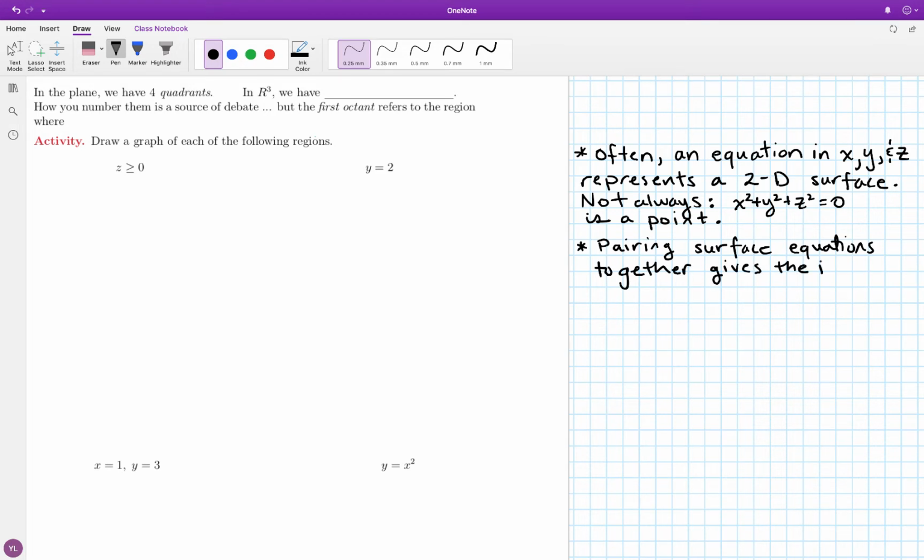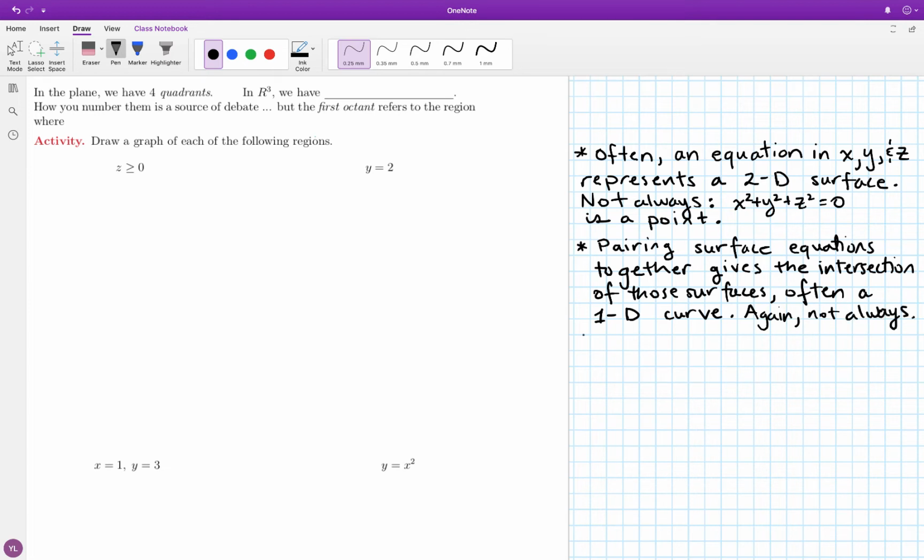If you pair two surfaces together, their equations together, then you're representing the intersection of those surfaces. And oftentimes two surfaces will have a one-dimensional intersection, which we call a curve in three dimensions. Again, this isn't always the case. You could have two surfaces that don't even intersect, but a lot of the time we are interested in looking at one-dimensional intersections of two surfaces.